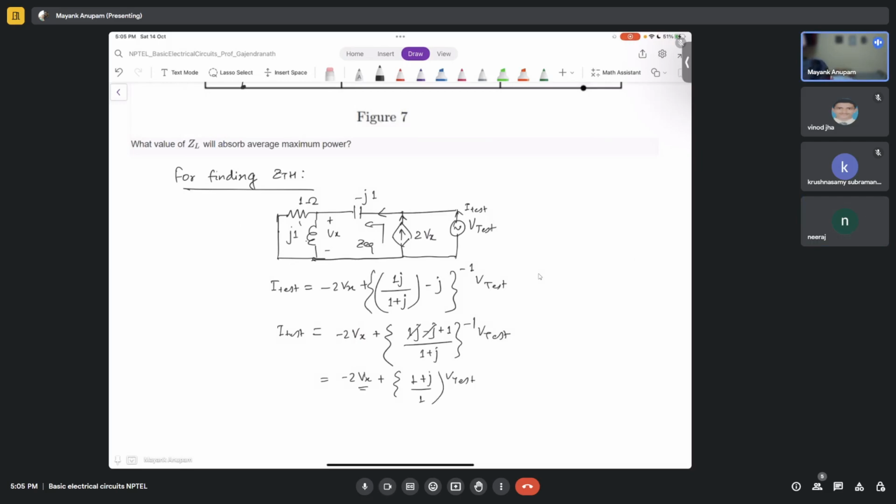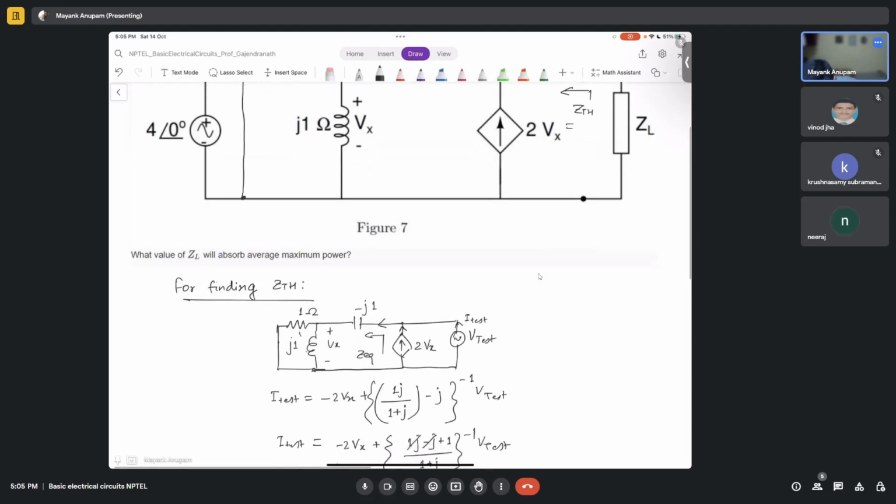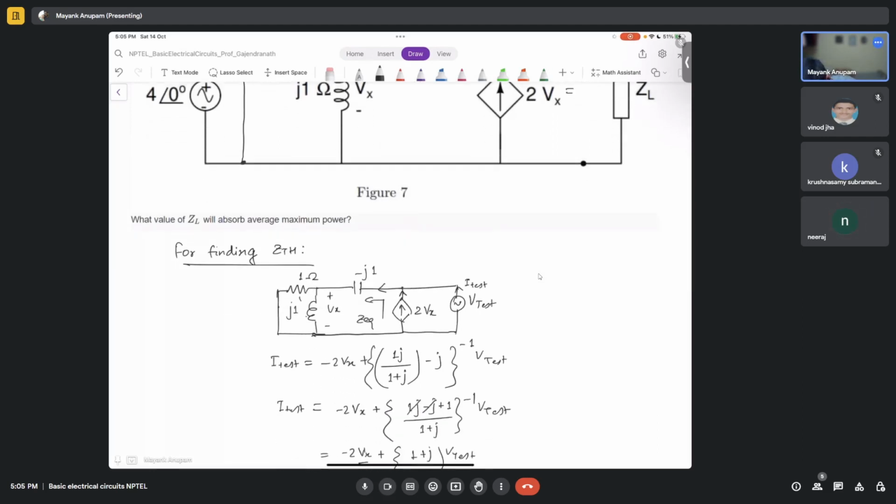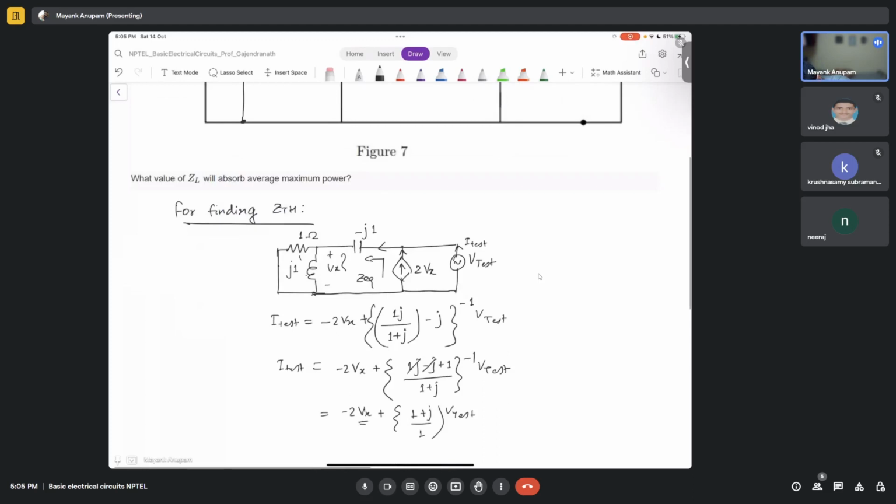Now we have to find out what is Vx. What is Vx in terms of V test? What is this voltage in terms of V test? Sir, which voltage are you referring to, sir? I'm asking about this voltage Vx because this current here is dependent upon Vx, right? Yes, sir. It's a voltage dependent current source here. So we have to find out what is Vx in terms of V test, right? So what is Vx in terms of V test?